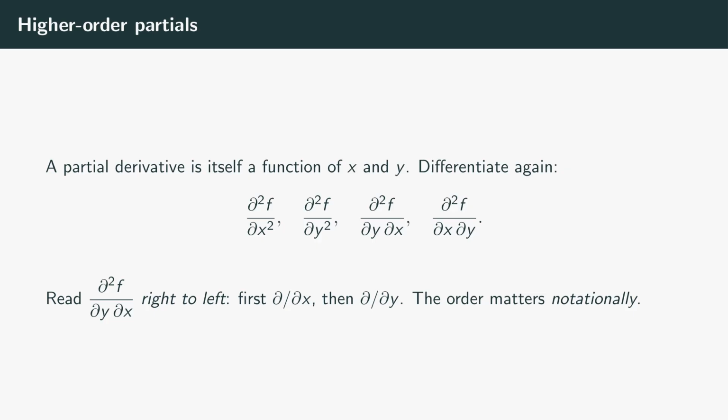The notation needs a warning. The convention is to read the denominator inside out, or equivalently right to left. Partial squared f over partial y, partial x means do partial with respect to x first, and then partial with respect to y. You'd think the order of differentiation ought to matter. And here's the punchline: for any function you'll ever actually write down, it doesn't.